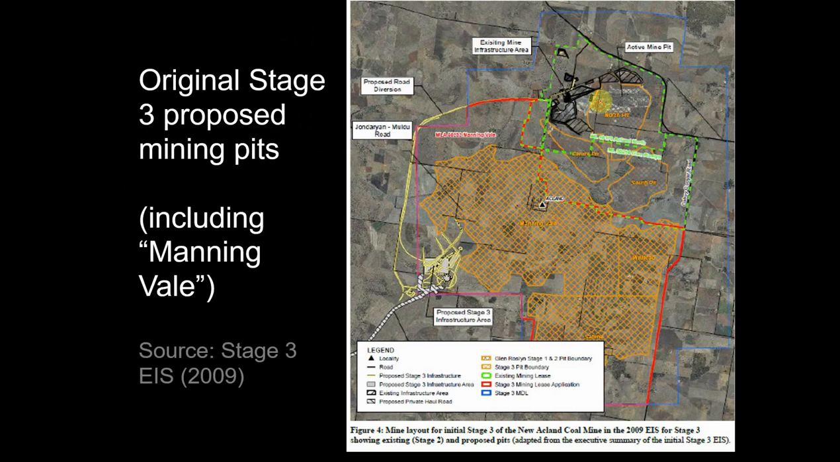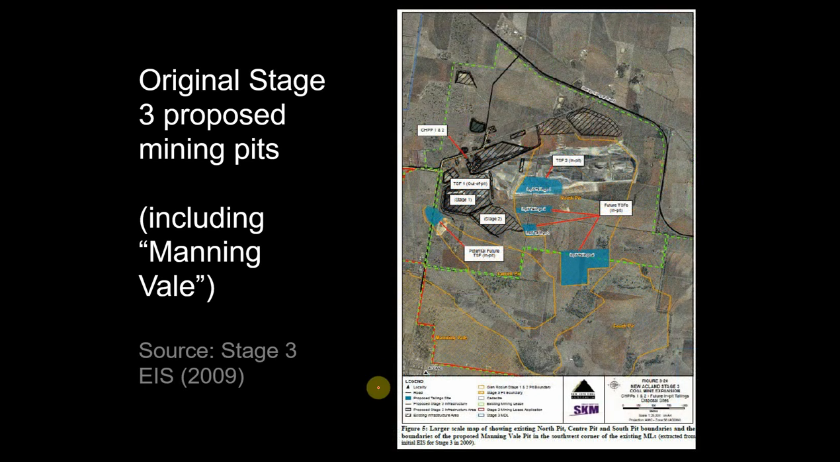So here are the existing pits, North Pit, South Pit, and Centre Pit. And the mining company applied for this massive pit called Manning Vale Pit, and the town of Acklam was right in the middle of that. So the town of Acklam was going to be completely removed for this open cut mine. Then there were Willaroo and Sabine pits as well. So this massive, massive open cut pit was proposed. That was rejected in 2012.